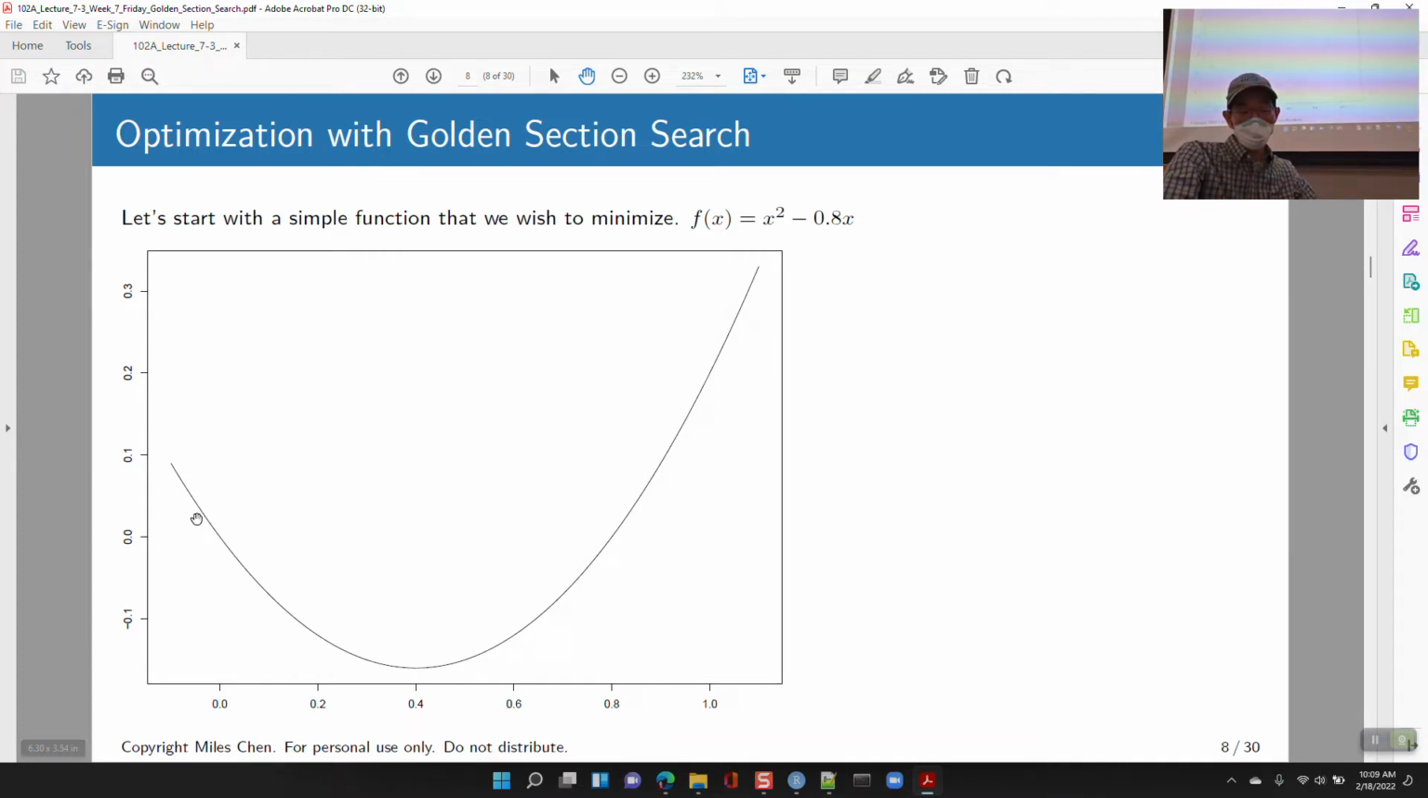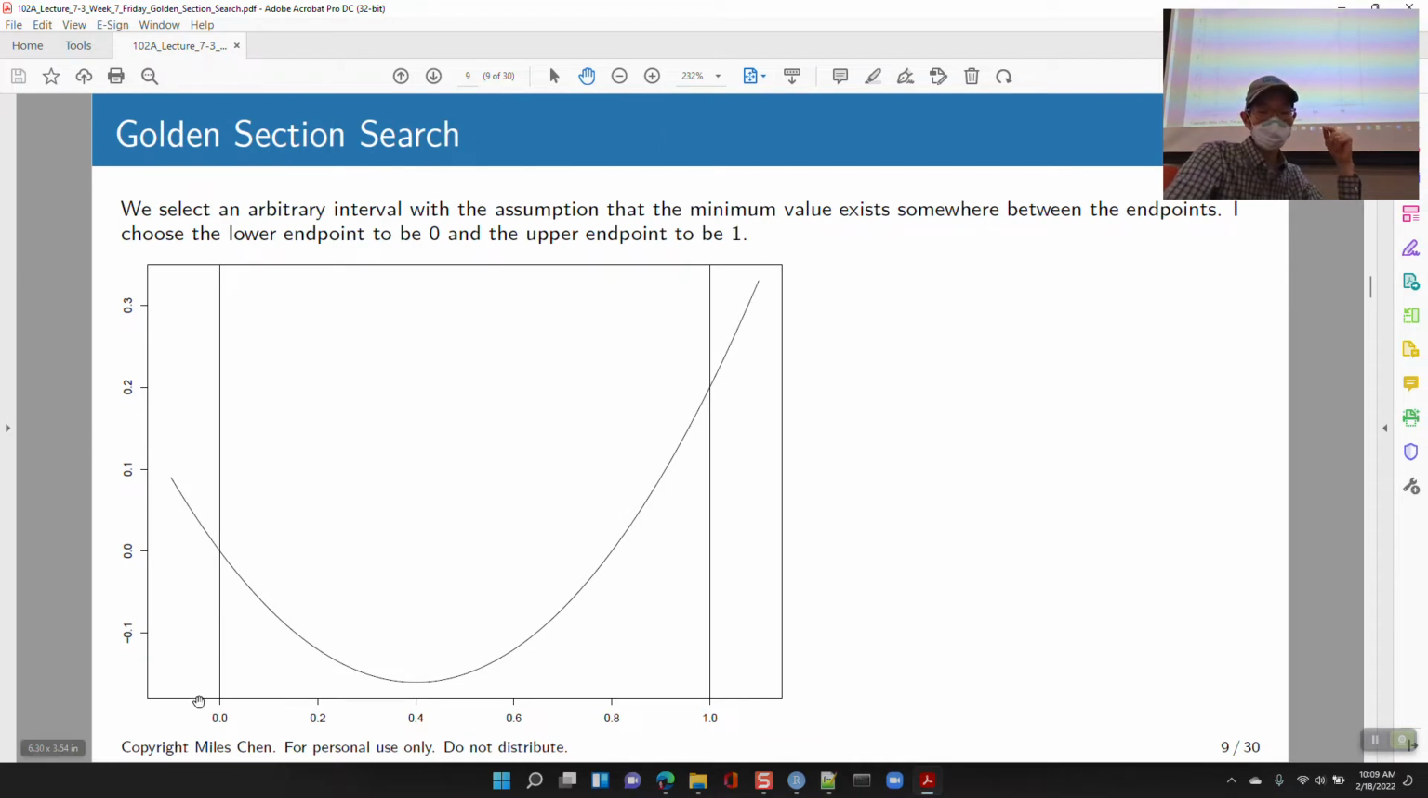Okay, but what we're going to do is start off with some interval, and we're going to assume that a minimum exists, at least a local minimum exists somewhere inside this interval. Okay, so let's go from 0 to 1, and we're going to see if we could find a way to narrow our search for a local minimum here. So we're going to select an arbitrary interval with the assumption that a local minimum exists somewhere between the endpoints.